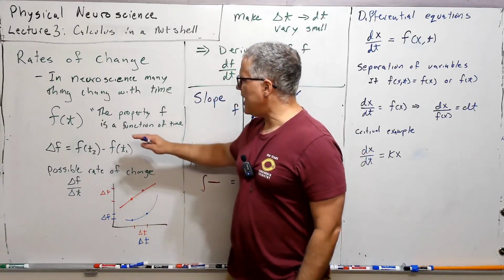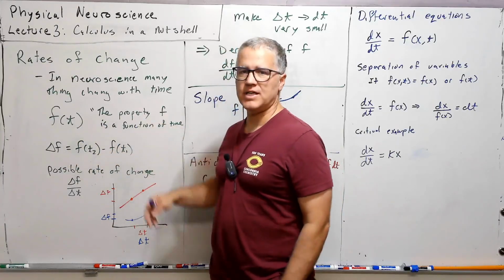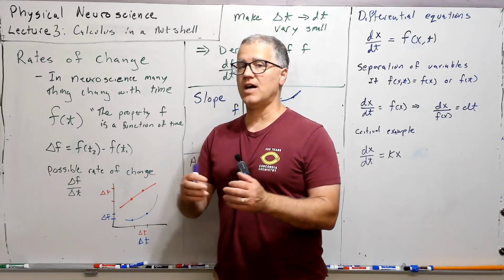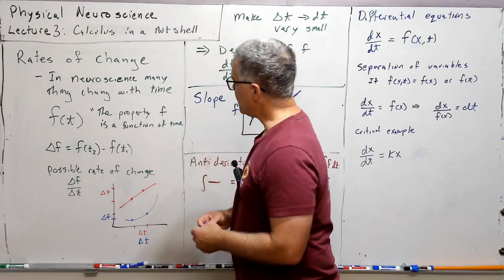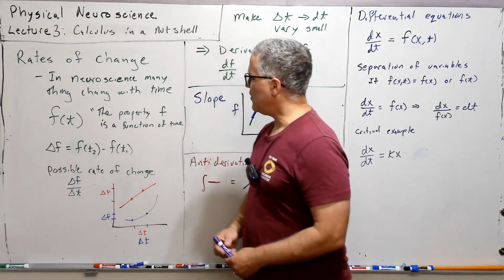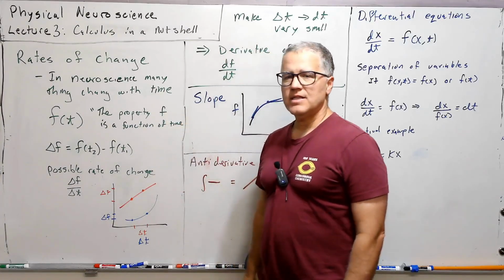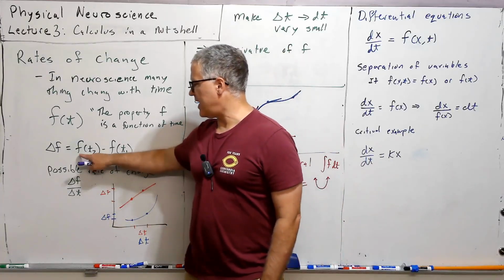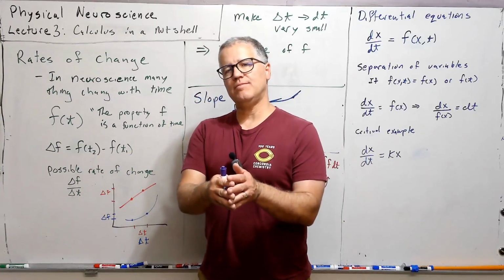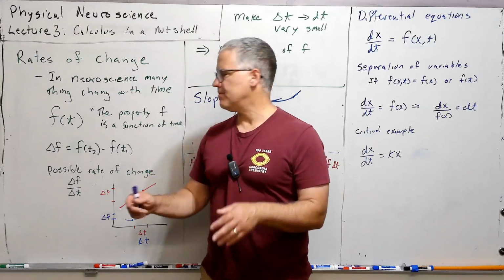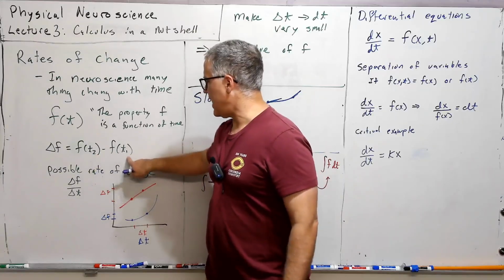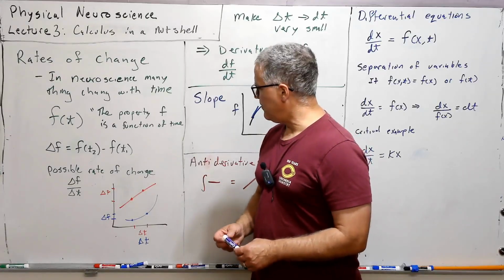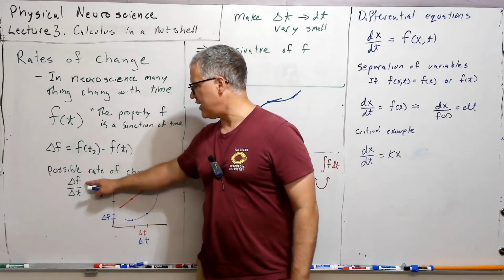So let's imagine we've got this function that is some property of the neuron. It might be the open state of an ion channel. It might be the concentration of calcium in the cell, something that might change with time. So F here is a function of time. The question is, what is the rate of change? Well, one way to think about it is we would measure that property at one time, T1, and then at another time, T2, so final minus initial. And then a possible definition for that rate of change would be delta F over delta T.